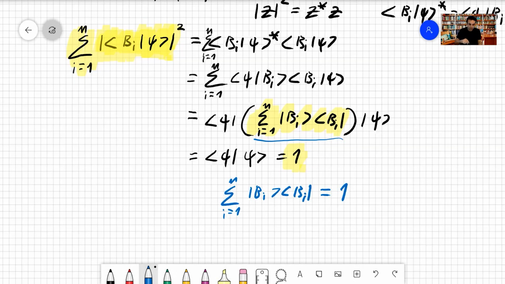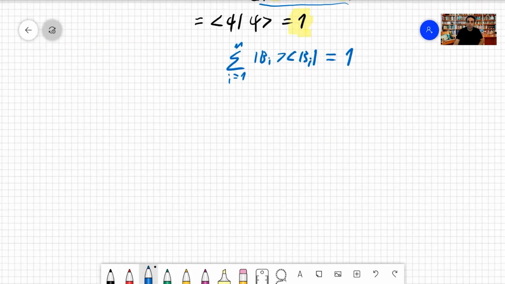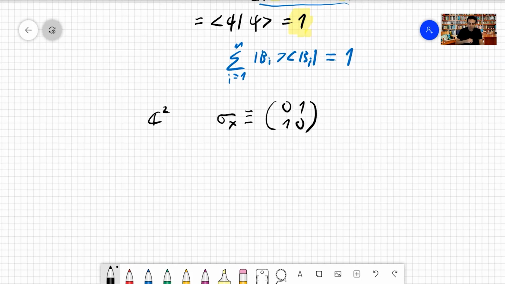Okay, so if there's no other questions, let me do a quick exercise. Let's consider the Hilbert space C2. And in C2, let's define the Hermitian operator called sigma x, which is defined as follows: 0, 1, 1, 0. So it's a matrix in C2, which means it's an operator on this Hilbert space. And now the question is, what are the eigenstates and eigenvalues of this Hermitian operator?